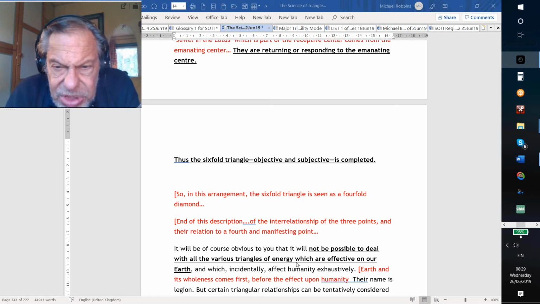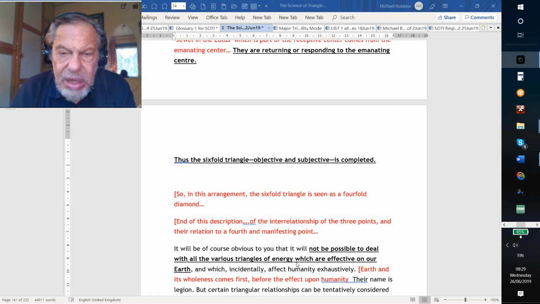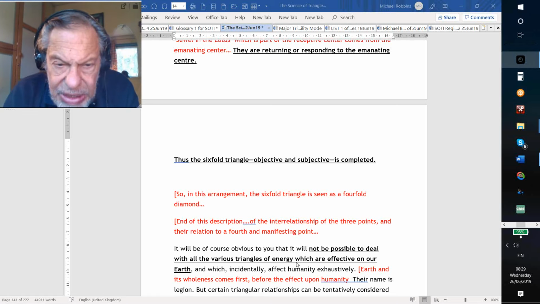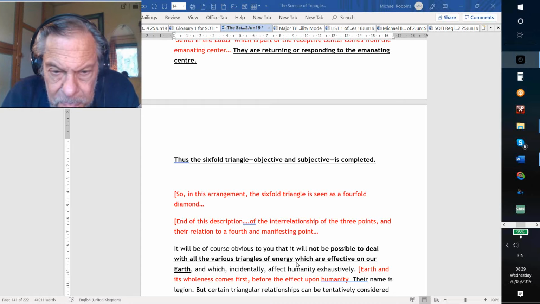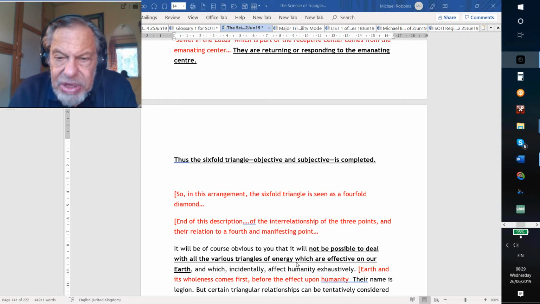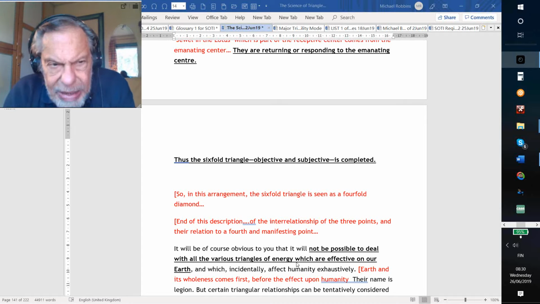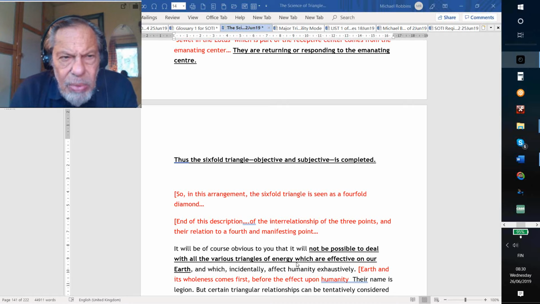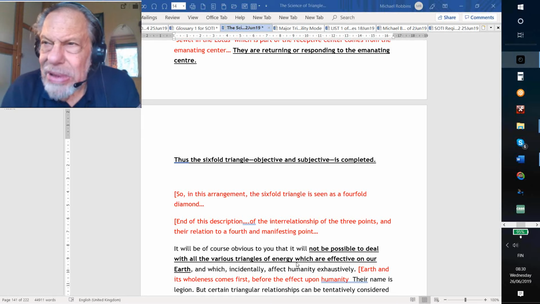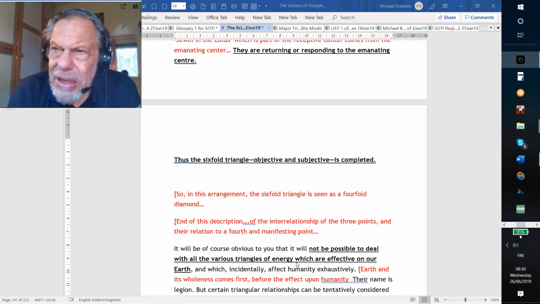So in this arrangement, the sixfold triangle is seen as a fourfold diamond. That is the end of this description of the interrelationship of the 3 points and their relation to a fourth or manifesting point. The main thing is, look, Capricorn gets spirit into matter. We have what is called the hospital of the solar system.